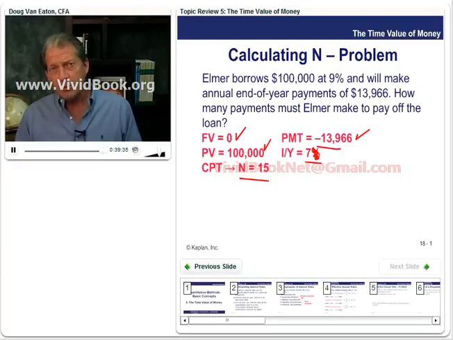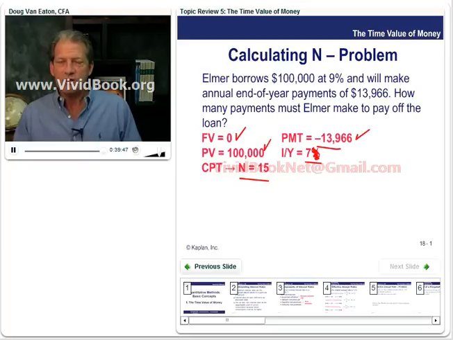So those are the important things to take away from this, and then keep these principles in mind as we look at bond valuation and stock valuation and all sorts of other valuations where we're going to use these techniques throughout the Level 1 curriculum.